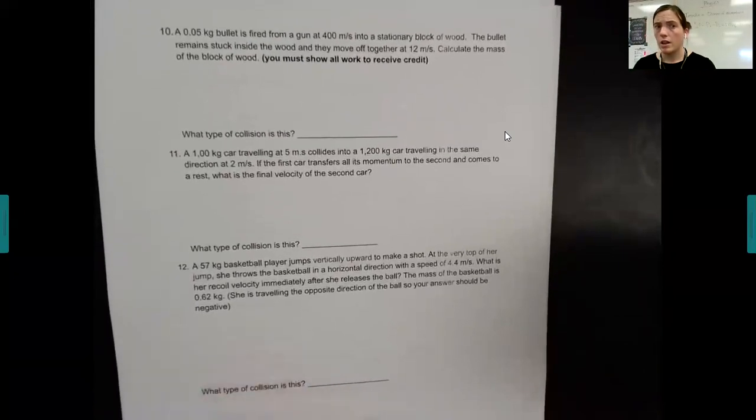Okay, here's some math problems. These are like math problems that you're going to be seeing tomorrow. Okay. Let's see, number 10.